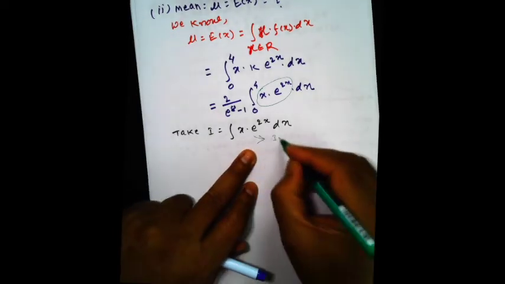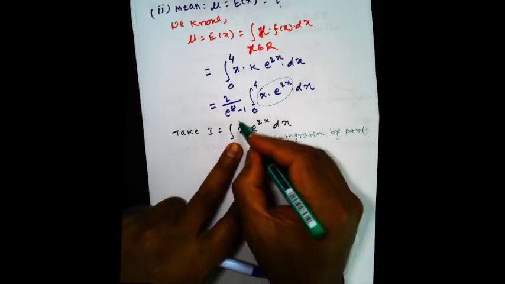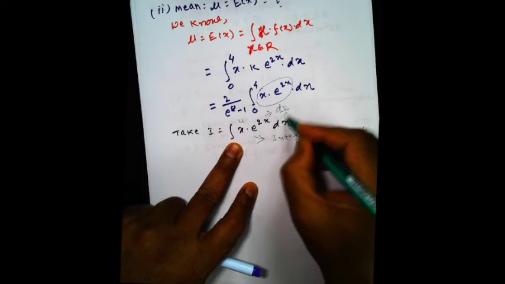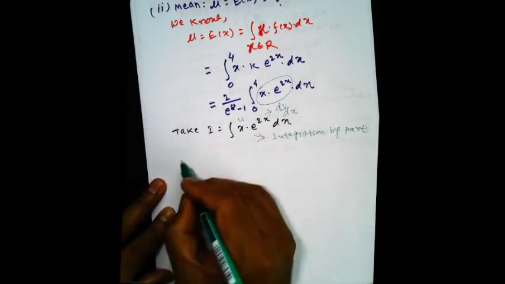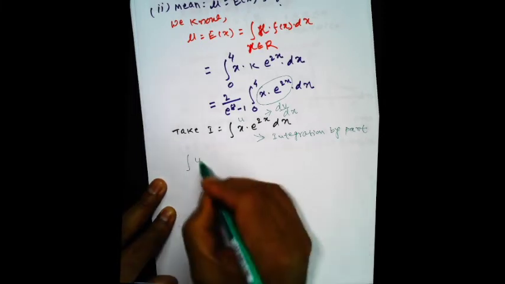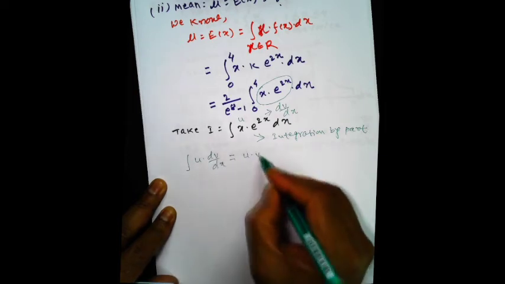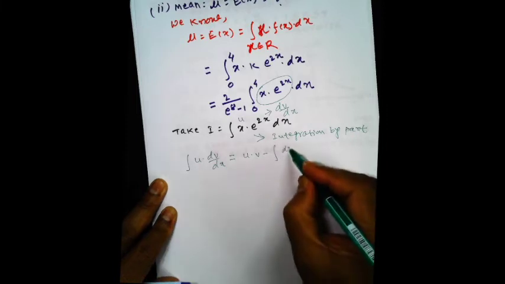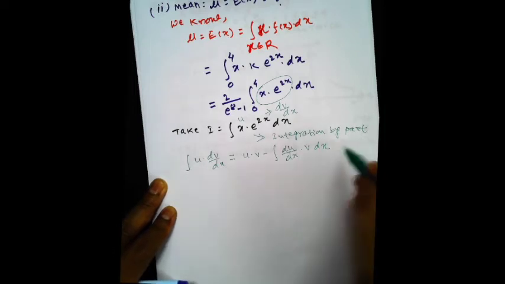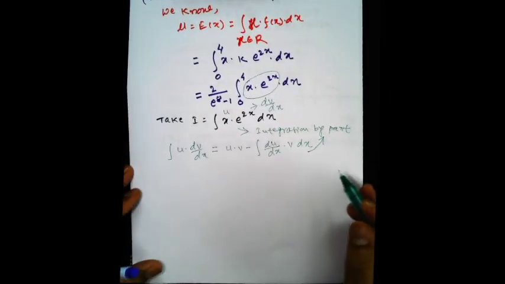This sort of term is in the form of a product, which is handled by integration by parts, where we suppose x as u and the other term as dv by dx. Integration by parts is given by the integration of u times dv by dx equals u times v minus the integration of du by dx times v dx, or you can write v times du by dx. You can write it in either way, and this is the formula for integration by parts, that is available in your formula booklet as well.